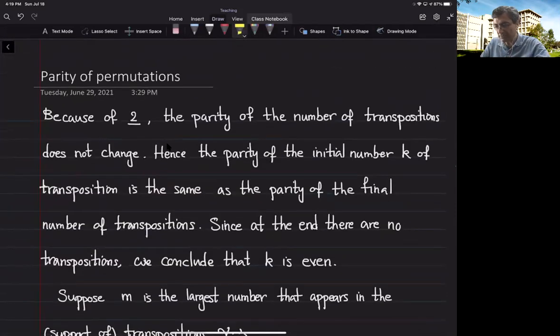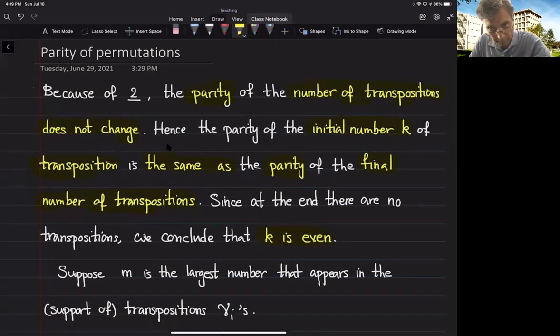Because the parity of the number of transpositions does not change, the parity of the initial number, which is k, is the same as the parity of the final number of transpositions, which is 0. And that means that k is even.